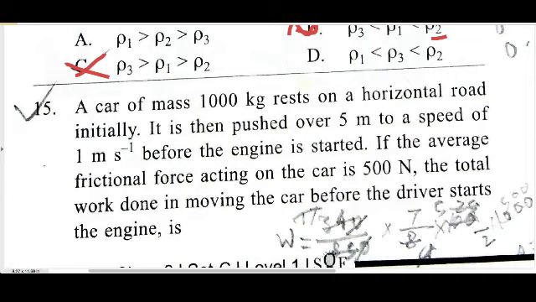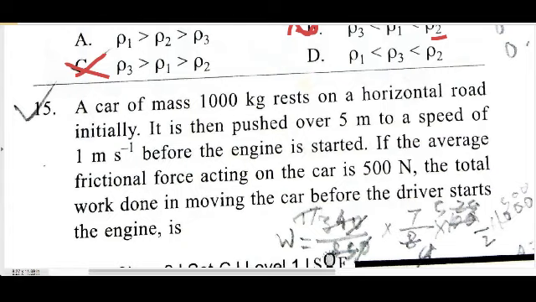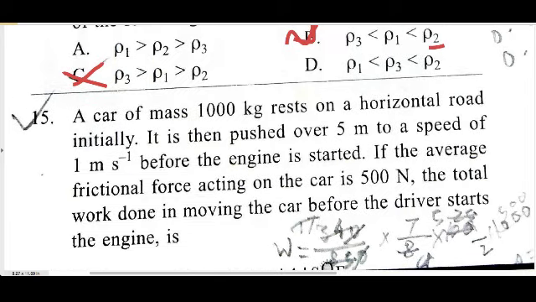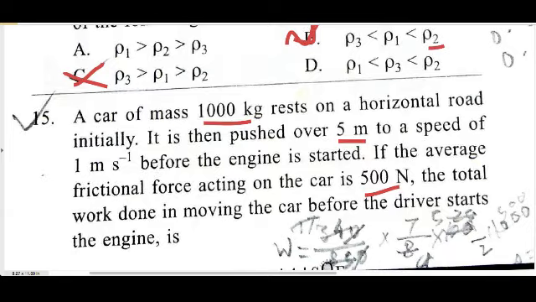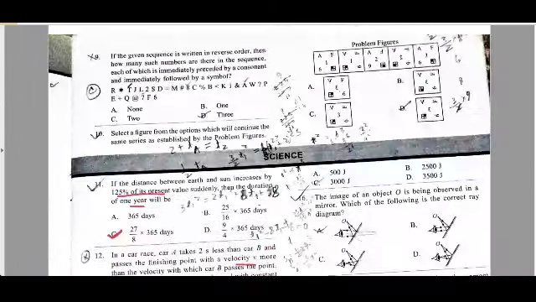A car of mass 1000 kg rests on a horizontal road initially. It is then pushed over 5 meters to a speed of 1 meter per second before the engine is started. If the average frictional force acting on the car is 500 newtons, the total work done in moving the car before the driver starts the engine is. So the car mass is 1000 kg and it is pushed over 5 meters and the force is 500 newtons. So we have to find the total work done.